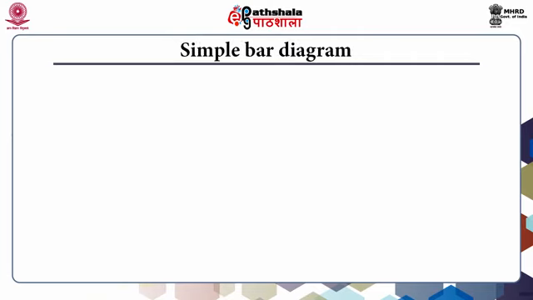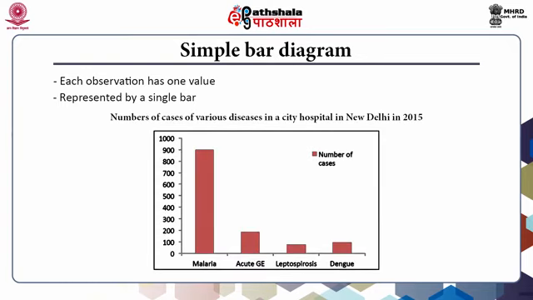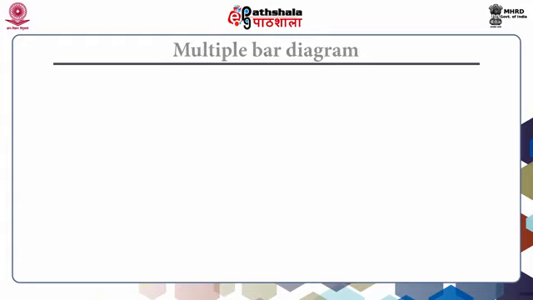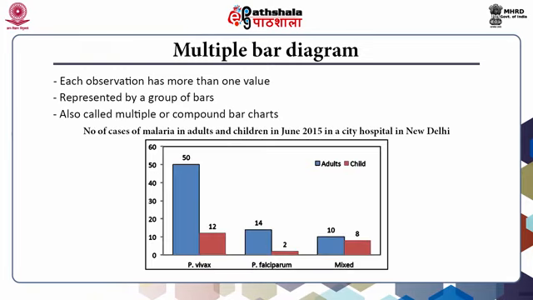Simple bar diagram. In this case, each observation has one value and represented by a single bar. An example is given below. Multiple bar diagram. Each observation has more than one value represented by a group of bars, also called compound bar charts or multiple bar charts. An example is given below.